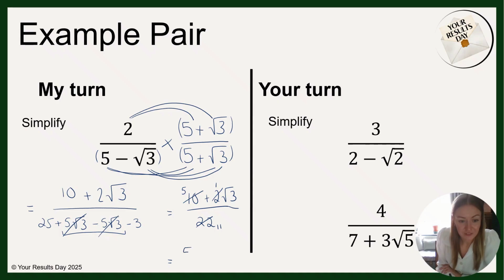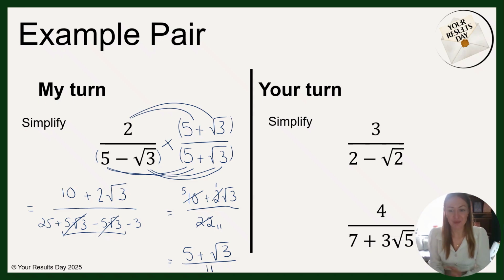So we're left with 5 plus 1 root 3. Remember, I don't have to write the 1 over 11. I told you they get a bit tricky, but that is as bad as they get. 2 for you to have a go at. Pause the video, hit play when you're ready for those final answers.